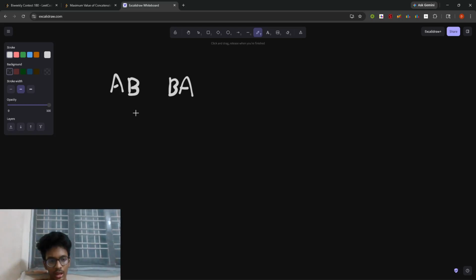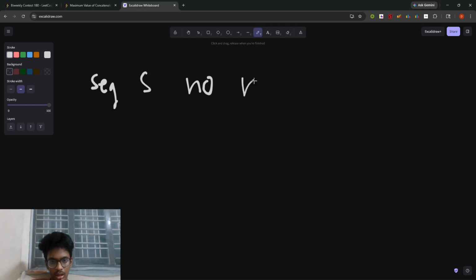So if you place a heavier binary segment, heavy in the sense of the one with more significant bits, it results in a much larger total value. Let a segment S have n0 number of zeros and n1 number of ones. So the length would be n0 plus n1, isn't it?